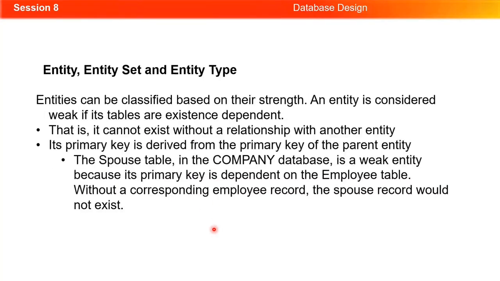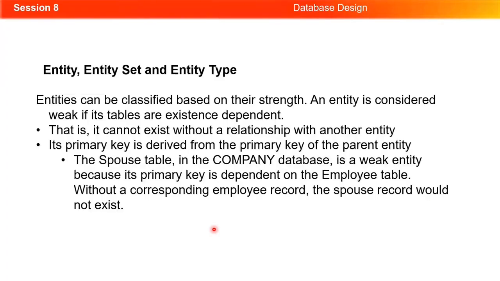Entities can be classified by their strength. An entity is considered weak if it is dependent upon some other type of existence. That is, the entity cannot exist without a relationship to another entity. Its primary key, again, that is the attribute that makes a record unique, is derived from some kind of a parent entity.